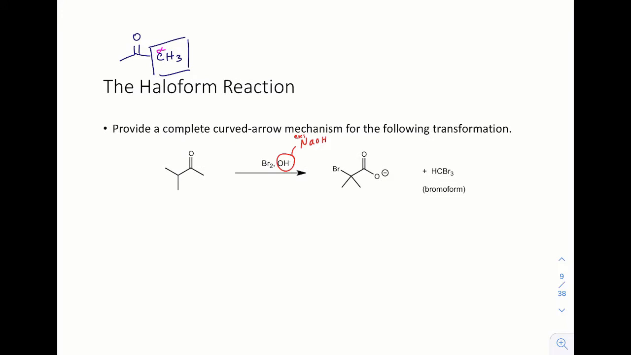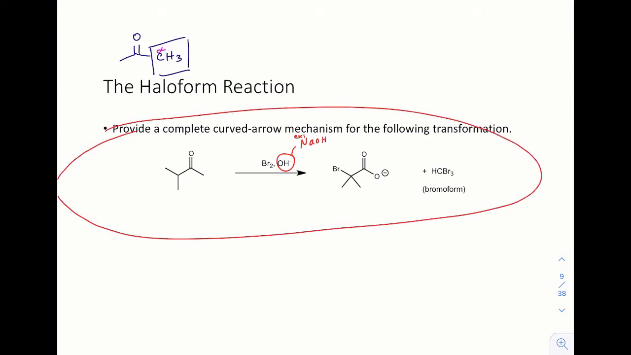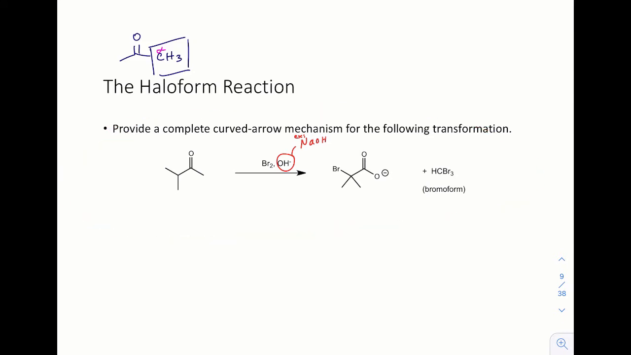Given our discussion of alpha halogenation, pause and provide a complete curved arrow mechanism for this transformation, which does indeed make methyl a good leaving group. In the presence of a base such as sodium hydroxide, the alpha carbons of ketones are acidic. Either alpha carbon can be deprotonated by sodium hydroxide to generate the enolate.